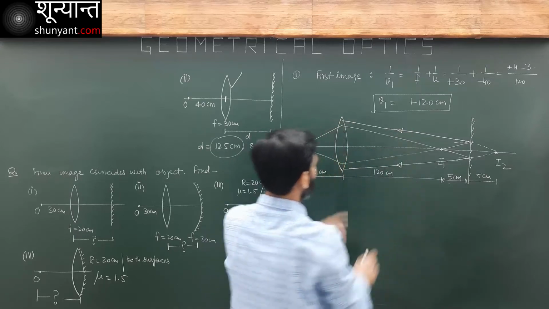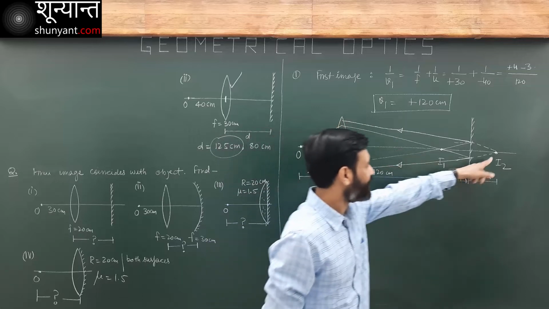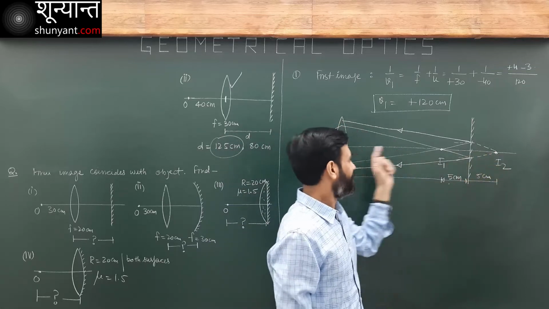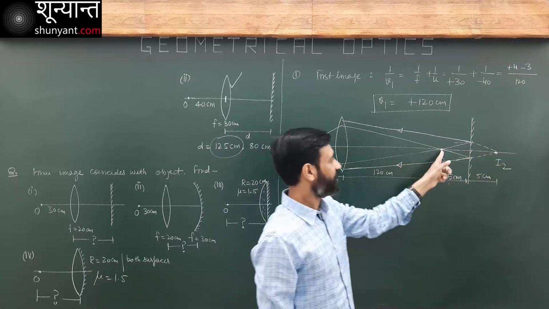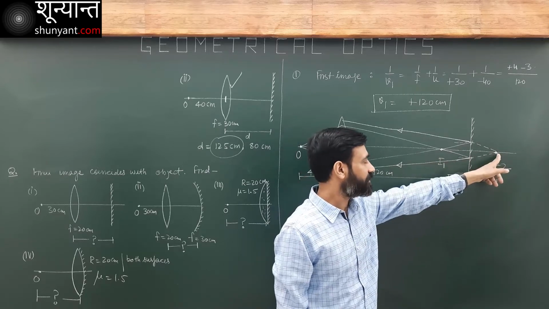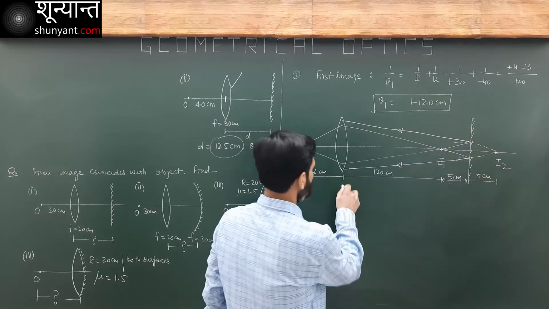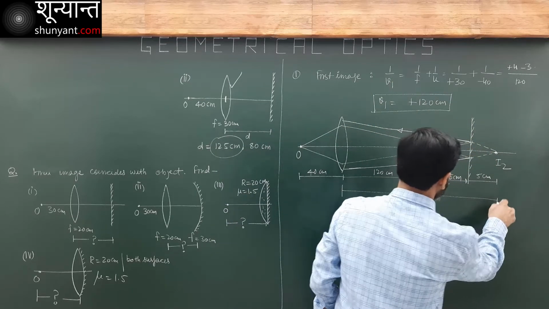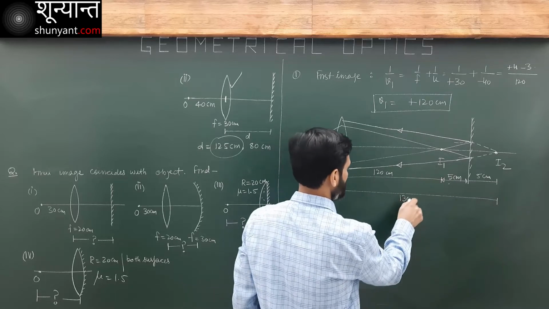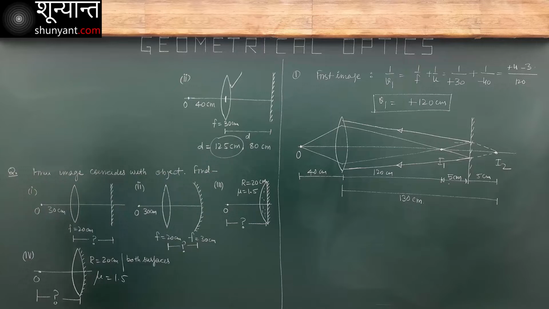Okay. Now for this lens, the rays appear to be coming from this point. The first image from the lens becomes the object for the mirror. It makes one image. Now this image from the mirror becomes an object for this lens. What is the object distance? Object distance is 130 centimeter, okay?